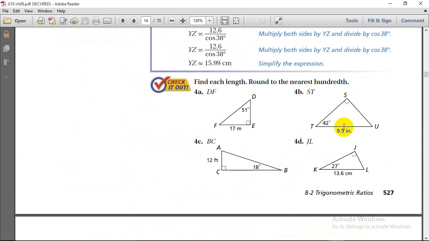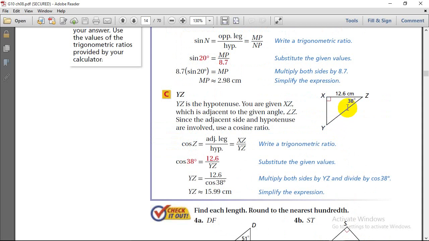Let's return back to this part here. He's giving you angle Z, which is 38, and he gives you XZ. What is XZ to the angle Z? It's adjacent to the angle Z. So I'm going to use the cosine. Cosine Z is adjacent over hypotenuse. So cosine 38 equals 12.6 over YZ. So YZ is 12.6 over cosine 38. Then get YZ with your calculator, it's so easy.